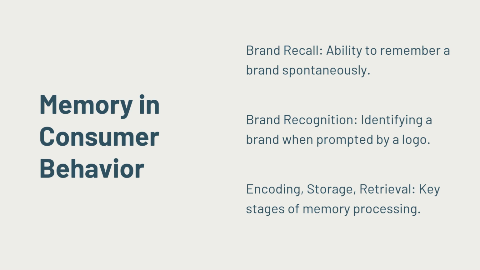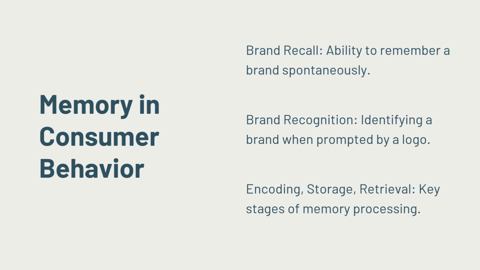And finally, we have memory, and this is a complex process that involves encoding, storing, and retrieving. Now, these stages are essential in how consumers process and recall information about brands and products, and so it is important for marketers to understand what these are and how they work. Encoding refers to the way information is processed and translated into a form that can be stored in memory. For marketers, this means ensuring that brand information is presented in a way that captures consumers' attention and is likely to be remembered by the customer.